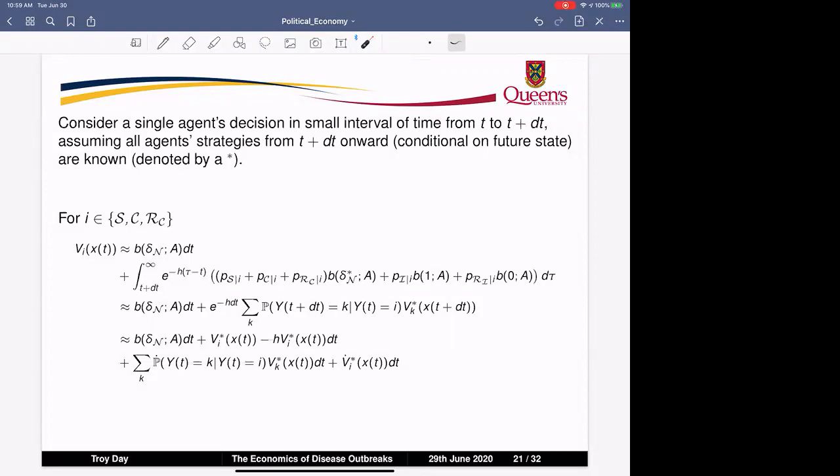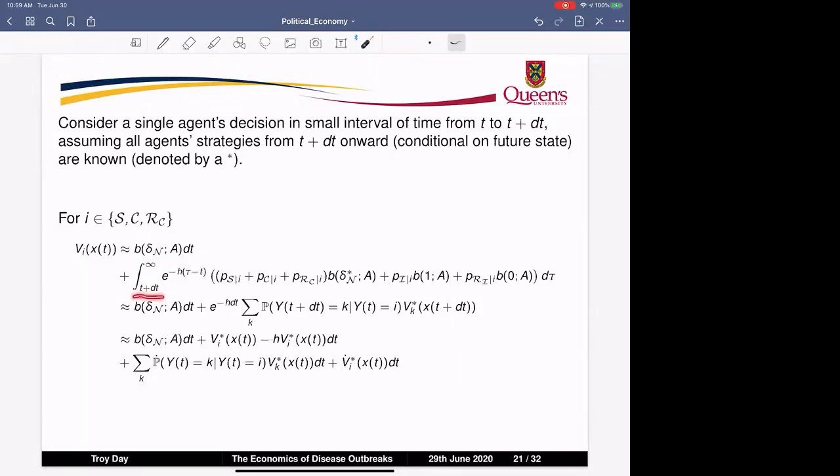And so that's what this calculation here is meant to illustrate. For any of the states in the not yet sick class, S, C, or RC, what I'm going to do is consider my decision in that little interval of time. In that interval of time, I get a payoff, B times delta t, where B is the rate. And then in the future, I get the integral from time t plus dt onward of everything else we had in that previous slide.